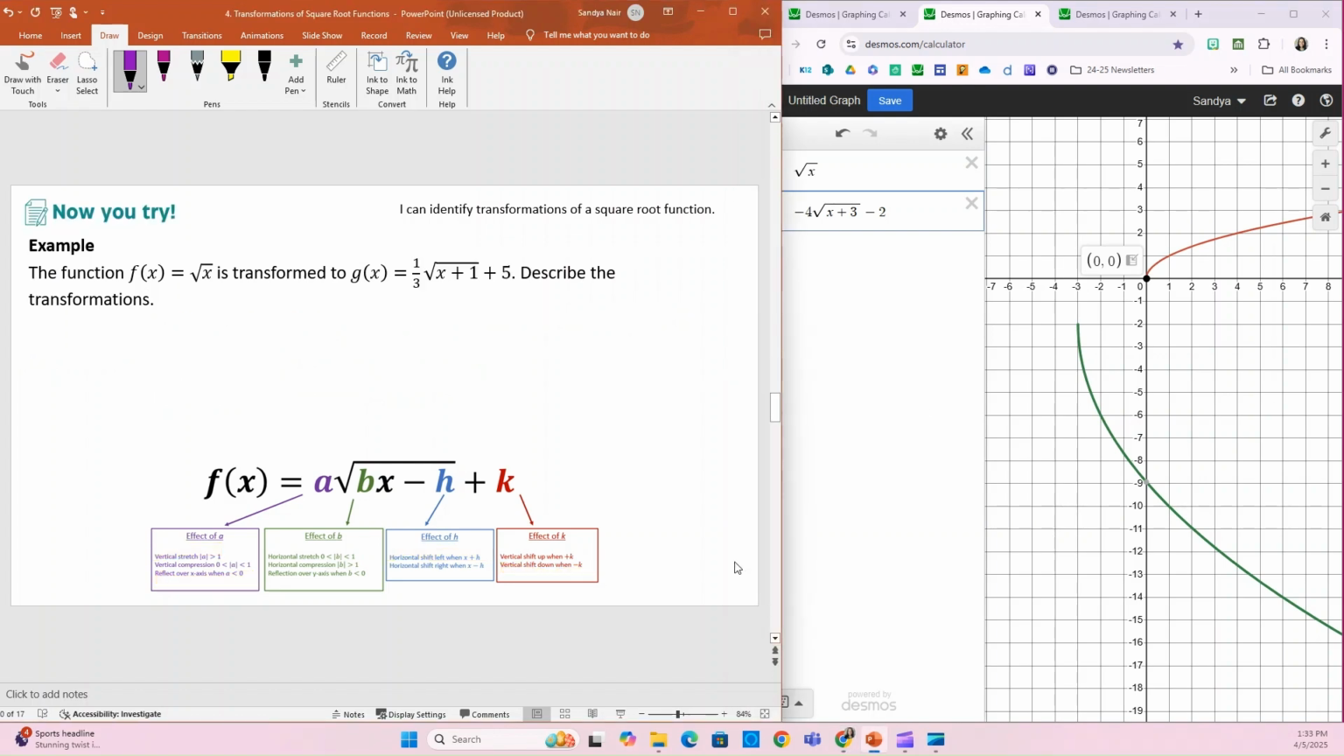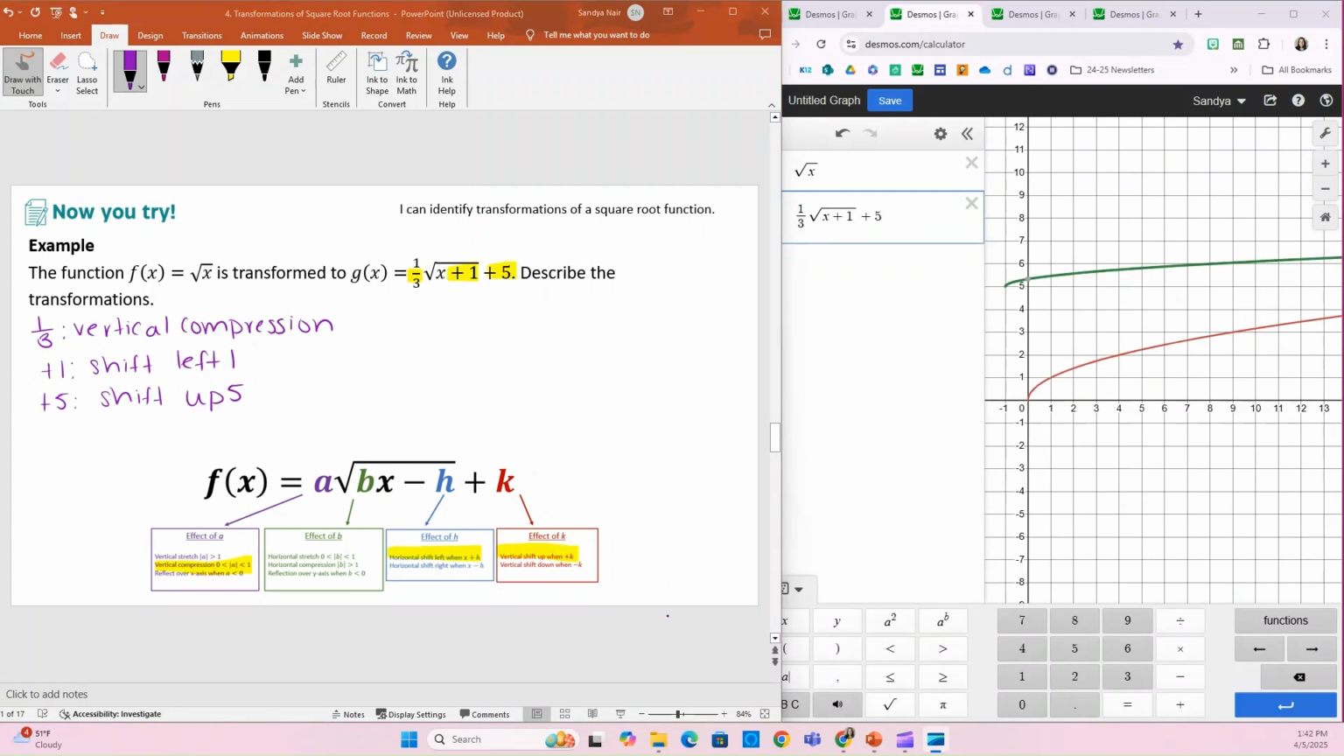So now you can pause the video and try doing this example on your own. You can see here there's quite a few transformations going on in this problem. We have the 1/3 in front, so that's going to be a value of a. That represents a vertical compression because the absolute value of 1/3 is between 0 and 1. That x plus 1 is going to create one of those x plus h situations, so that's going to go to the left 1 unit. Up 5 is a value of plus k, so that is going to go up 5 units.